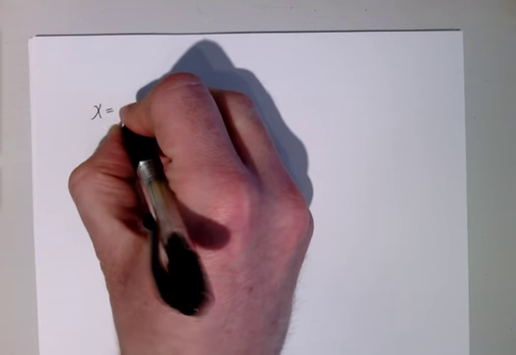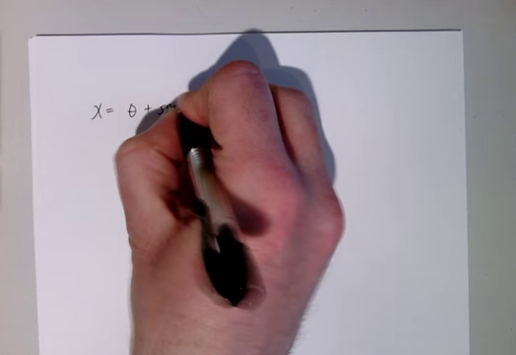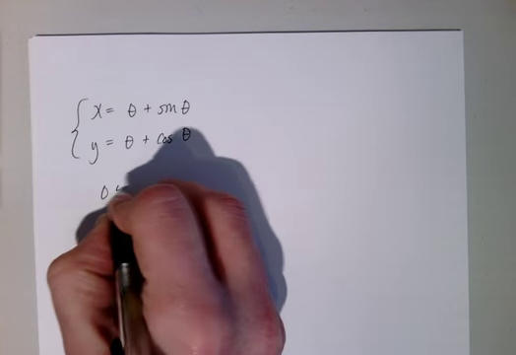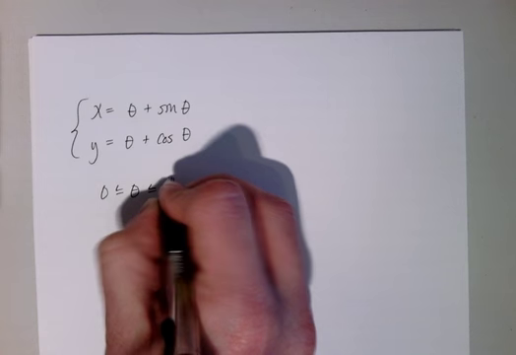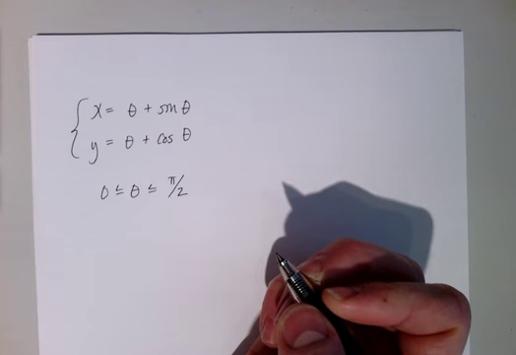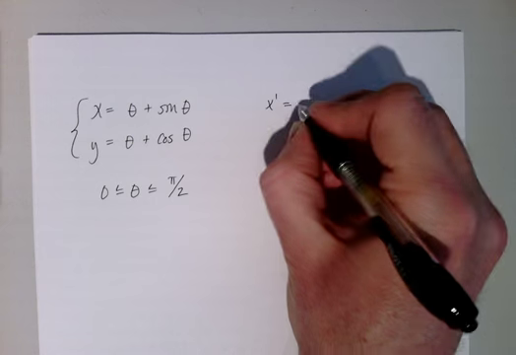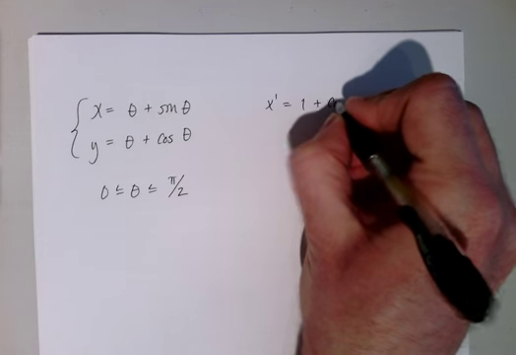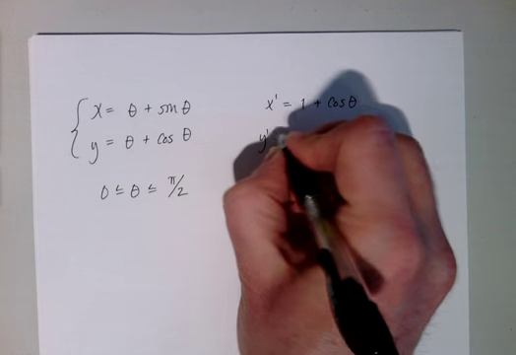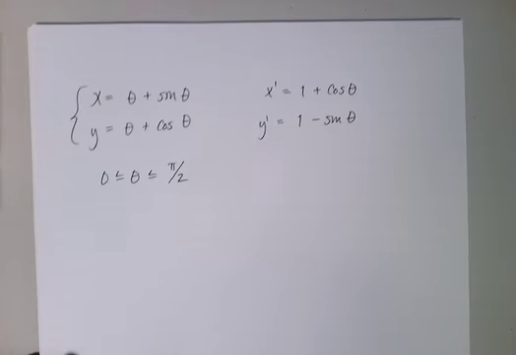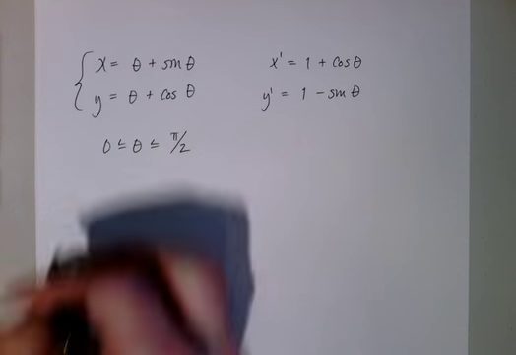Theta plus sine theta, theta plus cosine theta are x and y respectively. Let's go ahead and run it from 0 to pi over 2. Now, x prime is going to be 1 plus cosine theta. Y prime is going to be 1 minus sine theta. And it should be very easy to set up, right?